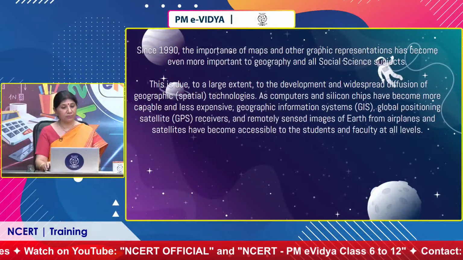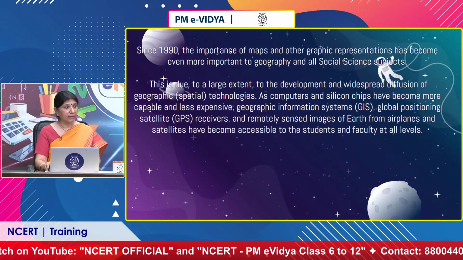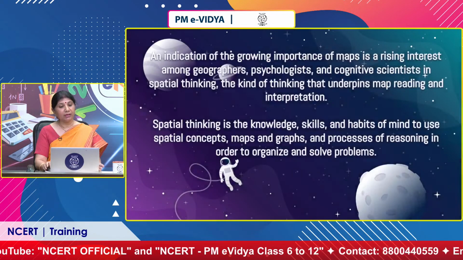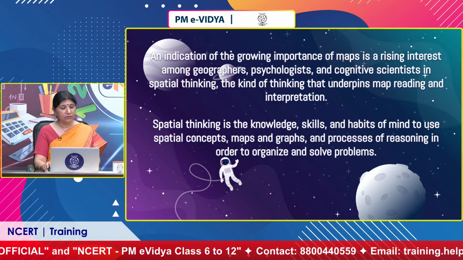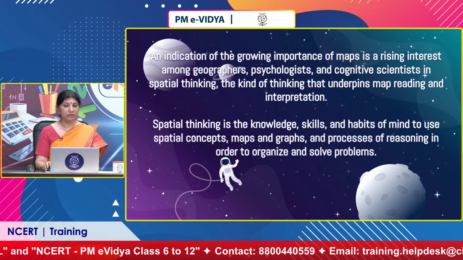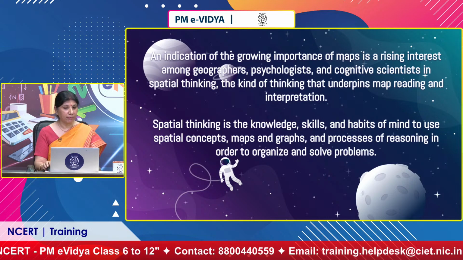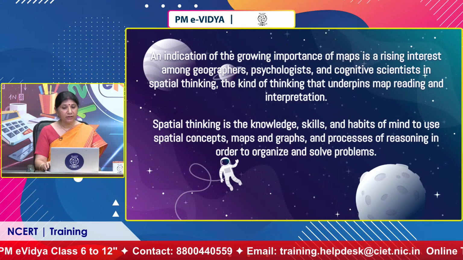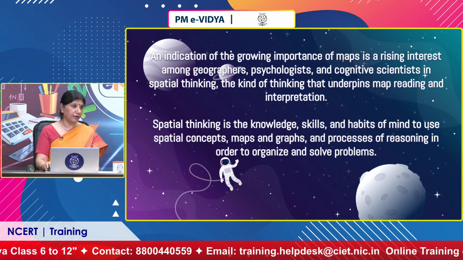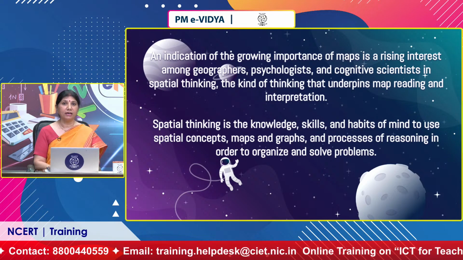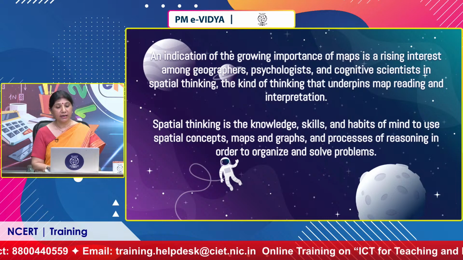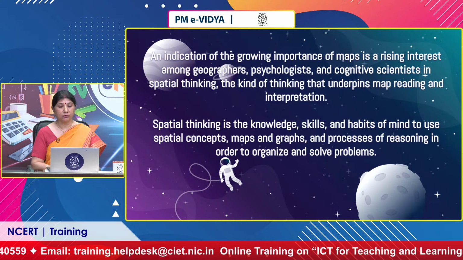When computers and silicon chips became more capable and less expensive, at that time GIS, GPS and remote sensing became accessible and became an integral part of STEM and the social sciences. An indication of the growing importance of maps is a rising interest among geographers, psychologists and cognitive scientists in spatial thinking. So whenever we talk about Bhuvan, remote sensing or GIS, spatial thinking or spatial intelligence has a very important role to play.